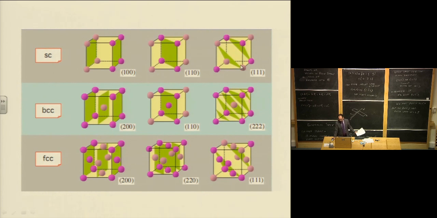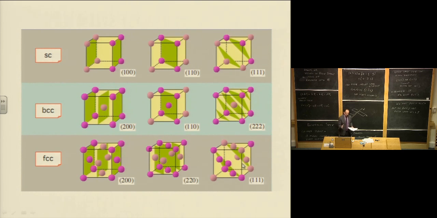Similarly, well, we can look at 1, 1, 1 here. So 1, 1, 1 is a perfectly good family of lattice planes for simple cubic. It would not be a family of lattice planes for BCC because it would miss the point in the center of the unit cell. But actually it is a family of lattice planes for FCC because it just happens to catch all of those points in the center of the faces.